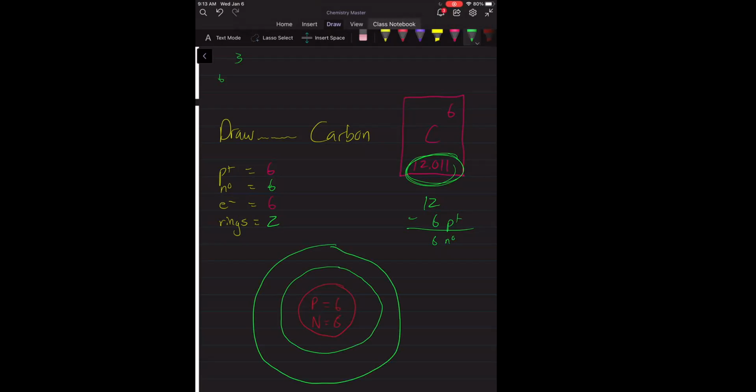Okay, and then we've got 6 electrons. The first ring can only hold 2. 1, 2. Still got 4 more to go. So that's 2, this is 3, or you can say 1, 2, 3, 4. There we go.